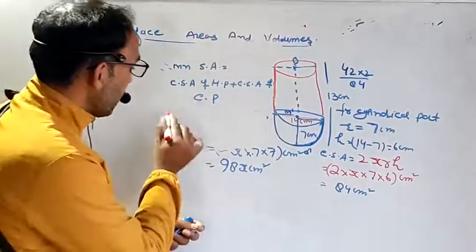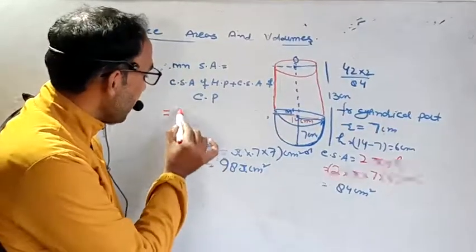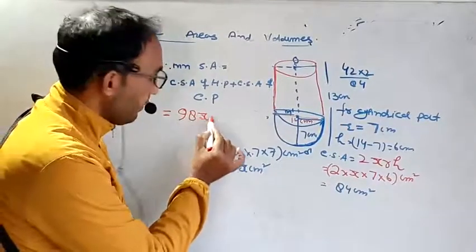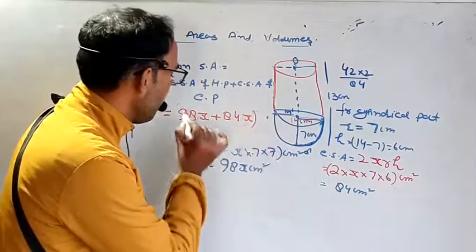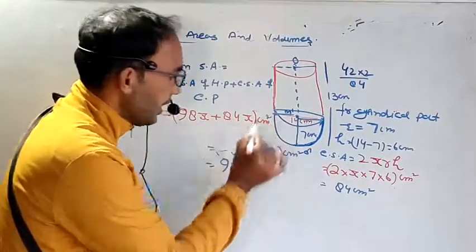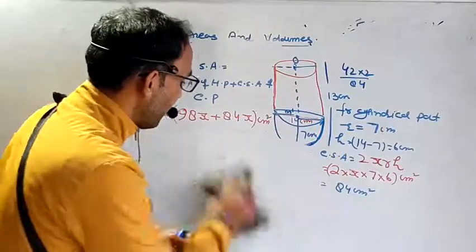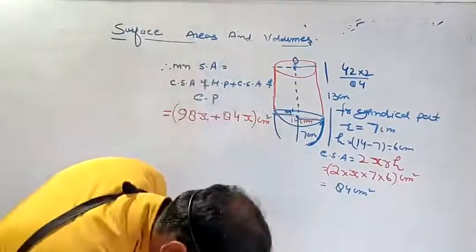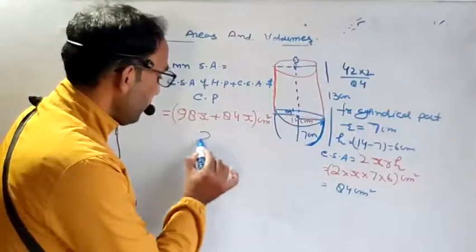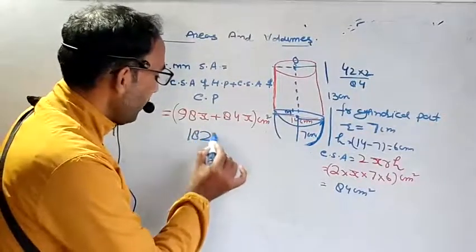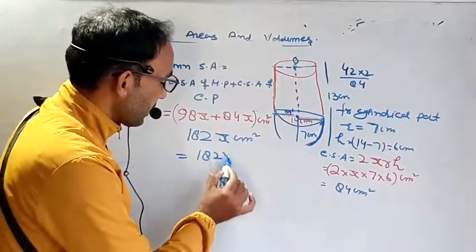Yes, beta. Now, what is the curved surface area of ये जो hemispherical part है, इसका जो curved आया वो क्या आया? That is equal to 98 pi plus what is the curved surface area of cylindrical part, that is 84 pi. और क्या लिखना बेटा, and centimeter square. Now we will simplify this. What we get beta, it is 1218 pi सेंटीमीटर स्क्वायर.